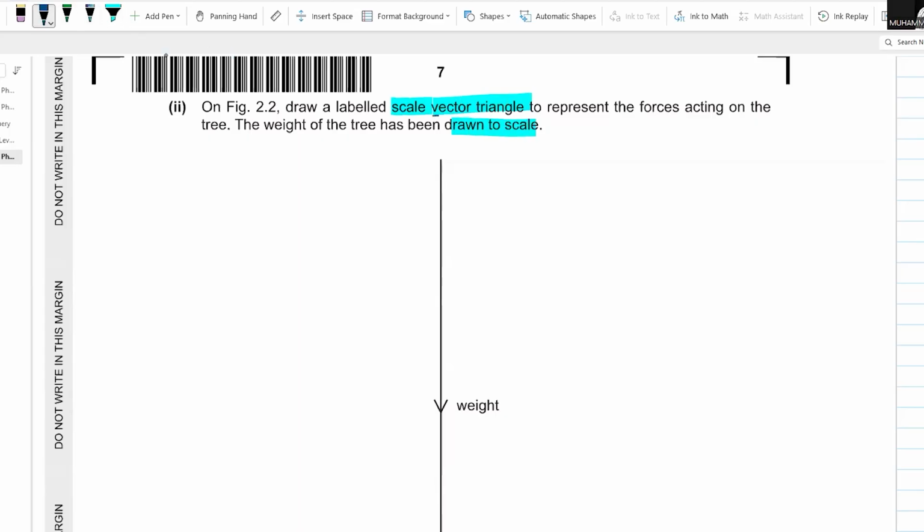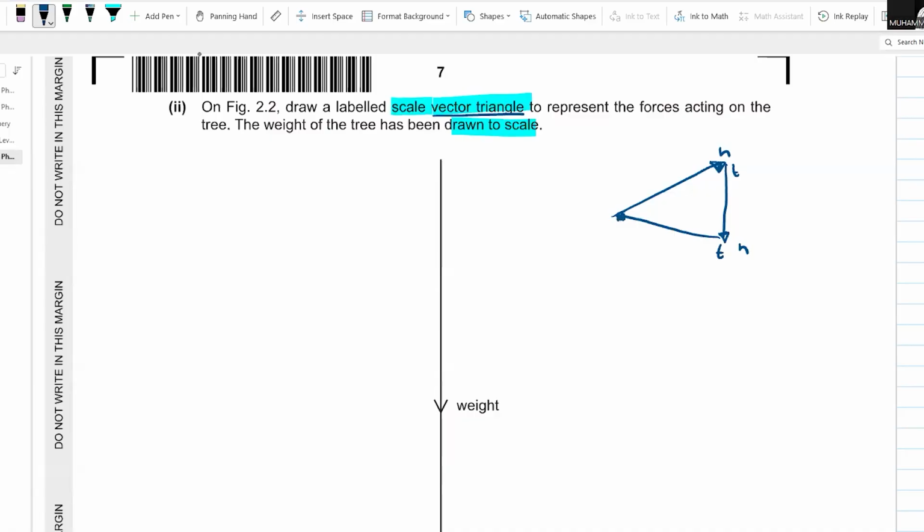First of all, sir, what is a vector triangle? Please realize this thing. In a vector triangle, the head of one vector is connected to the tail of the other vector. The head of the second vector is connected to the tail of the third vector.